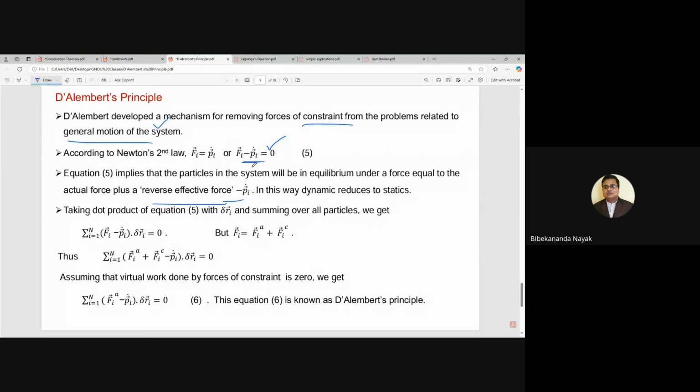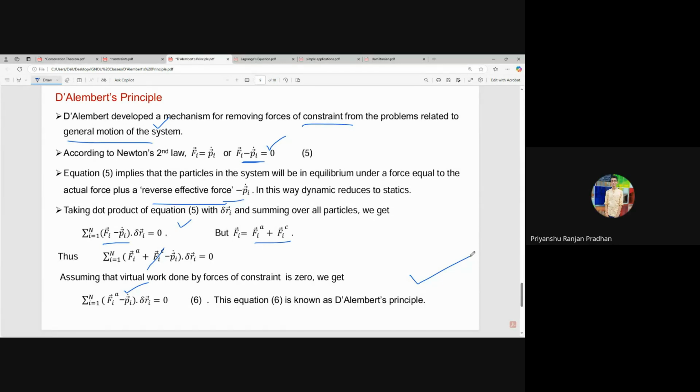So now Fi dot delta ri is 0. In place of Fi, I can write Fi minus Pi dot dot delta ri is equal to 0. Now I can put Fi is equal to Fia plus Fic. Now we have three terms. If it is a workless constraint, then Fic dot delta ri is 0, and I have only two terms: Fia minus Pi dot, dot delta ri. This equation represents D'Alembert's principle.